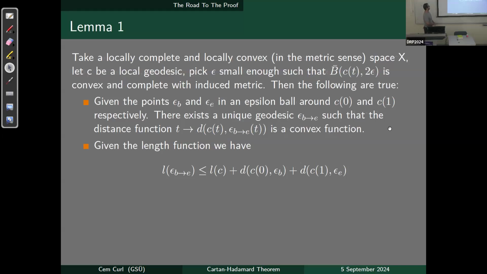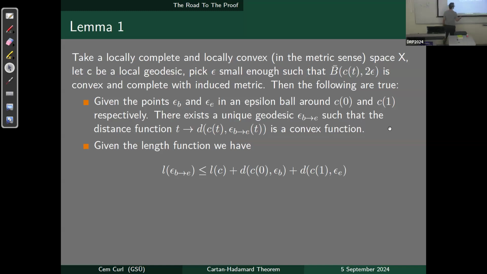Lemma 1: take a locally complete and locally convex space in the metric sense. Let C be a local geodesic, and pick epsilon small enough that the closed ball of radius 2 epsilon centered around a point of the geodesic is convex and complete with the induced metric. The following are true. Firstly, there exists a unique local geodesic given 2 points in epsilon balls of the start and end of the geodesic, such that the distance function is a convex function for that geodesic and our path.